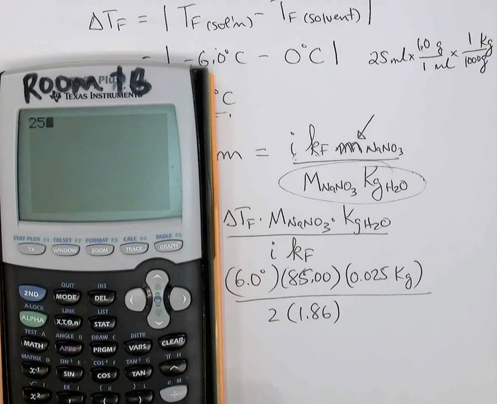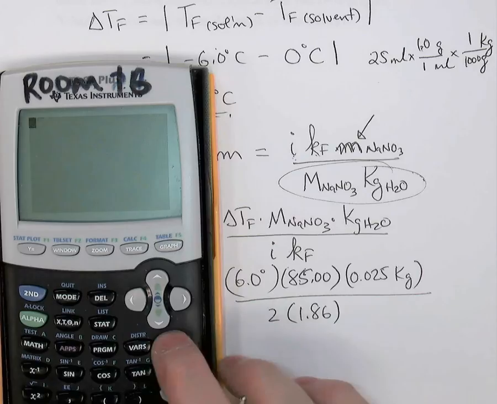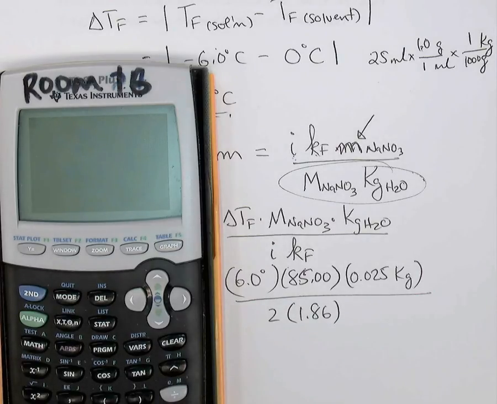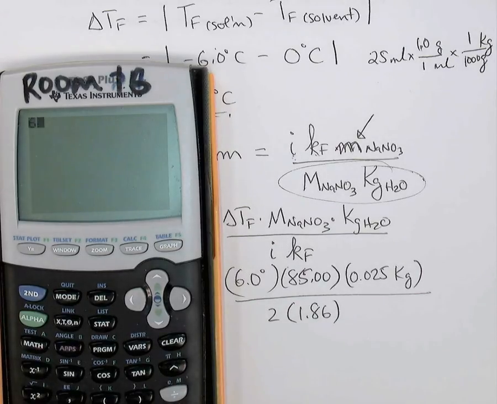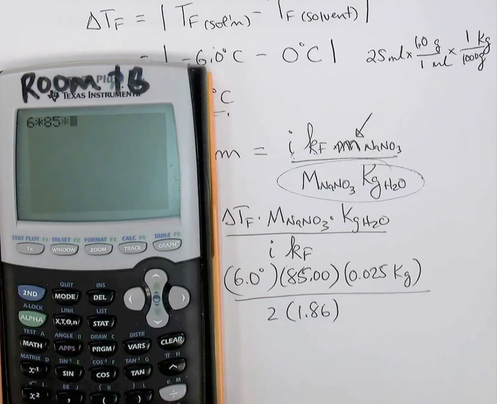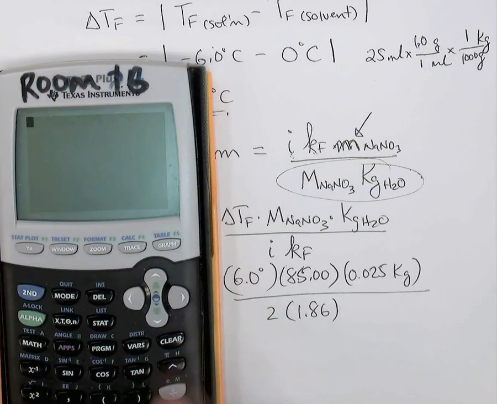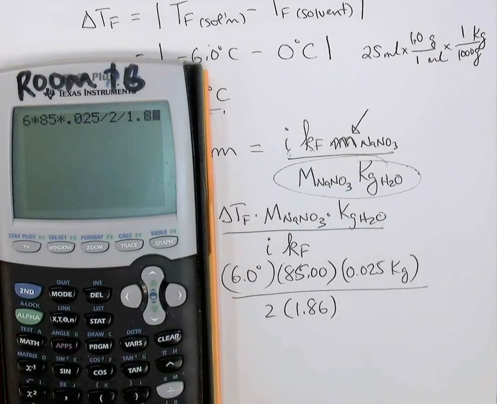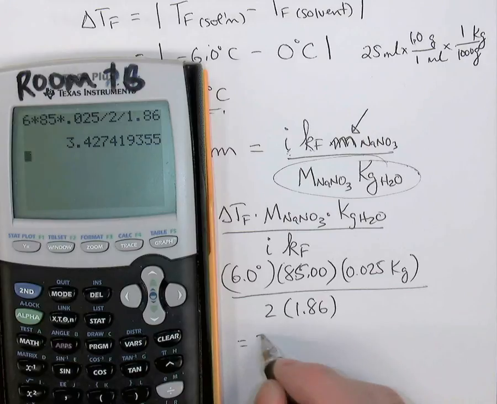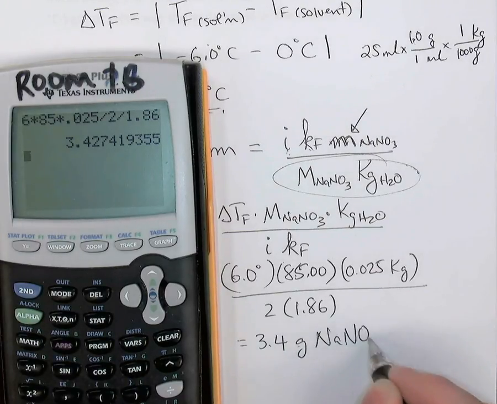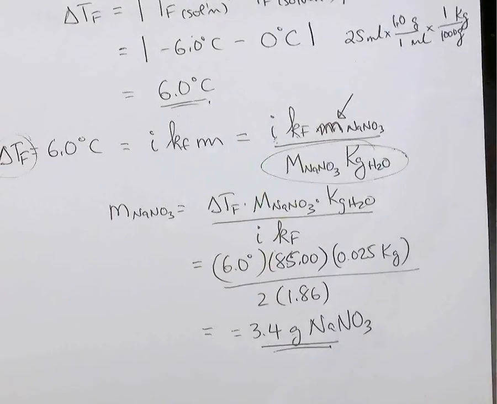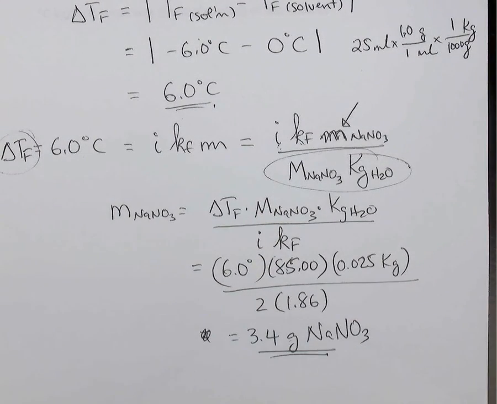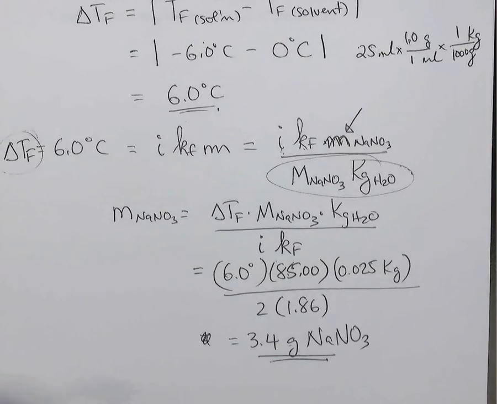The answer is going to be a mass, so it's going to be grams. Mass over molar mass is where that came from, and we always use grams in that formula. So 6 times 85 times 0.025, divide by 2, divide by 1.86. We need 3.4 grams of sodium nitrate. So a solution with 3.4 grams of sodium nitrate dissolved in 25 mils of water should freeze at -6 degrees Celsius.